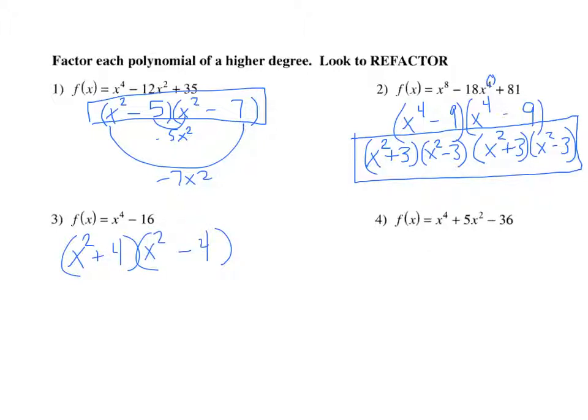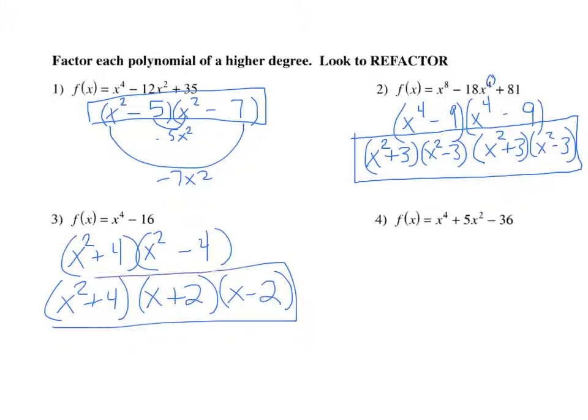But since these are still quadratics, they could potentially keep factoring. There's nothing I can do with this one, but this is a difference of squares. Remember that we don't have anything for a sum of squares, so that one's stuck. But this one, I'm going to keep factoring. So I'm going to bring down my x squared plus 4. It stays the same. But this will factor again to an x plus 2, x minus 2. Now I get to be done. Okay, take a minute, pause the video, you try 4 on your own.